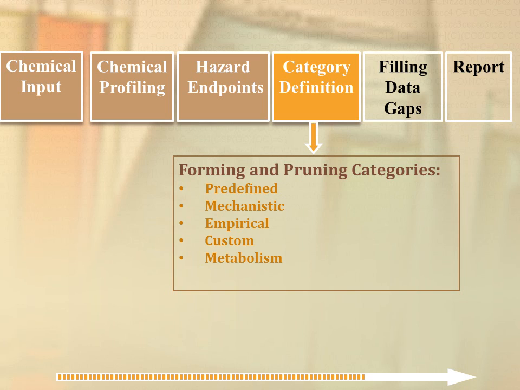so that you can choose if you want to use an existing definition of category, or you can begin exploring a group of chemicals and an endpoint that you're interested in to see how you can best group these to make an estimate of a missing value.